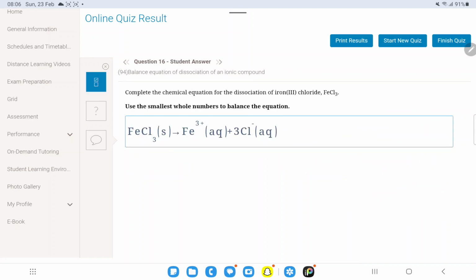Now to balance dissociation reactions, you just turn the subscript into a coefficient. Here Fe doesn't have a subscript, so there is no coefficient here. Cl has 3, so we put 3 in the coefficient. That's it.